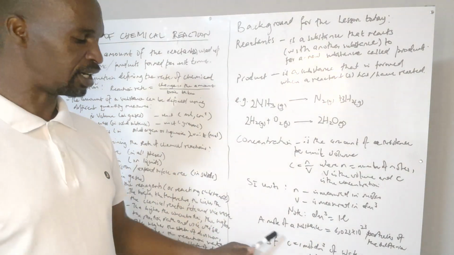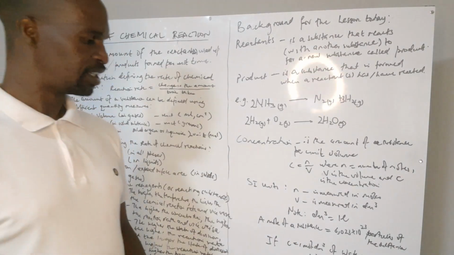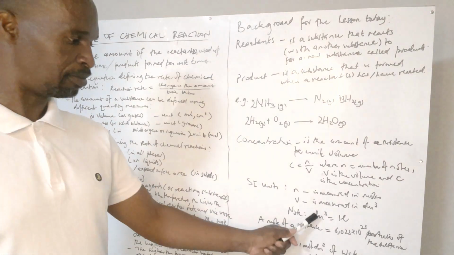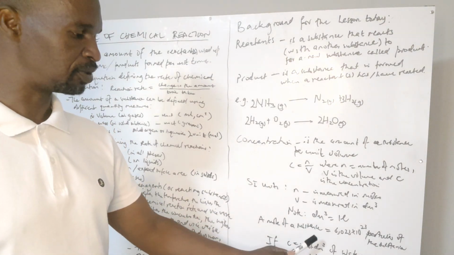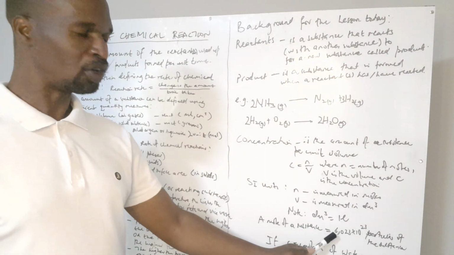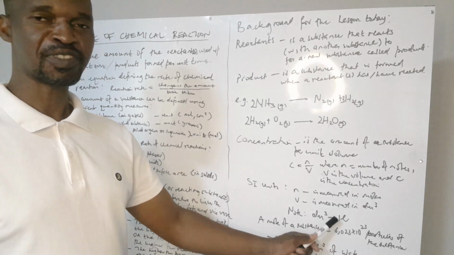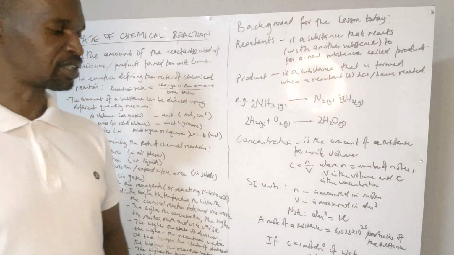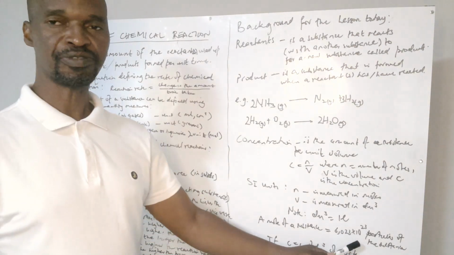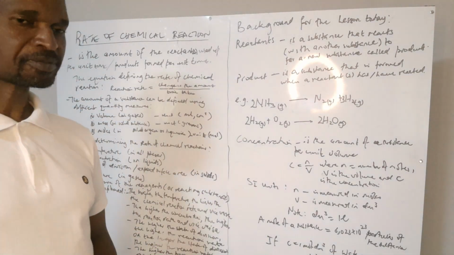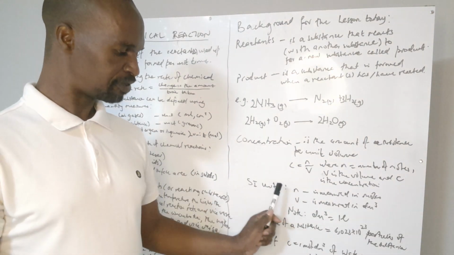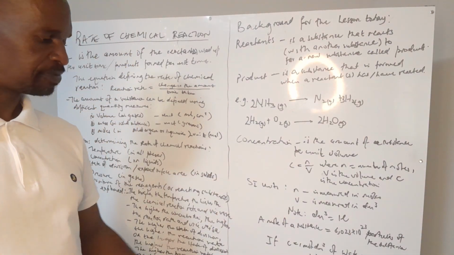Now, again, another very important measure of the amount of a substance is the mole. What do we mean by a mole? By a mole of a substance, we mean there are 6.023 multiplied by 10 to the power 23 particles of a substance in that volume, if it's concentration.